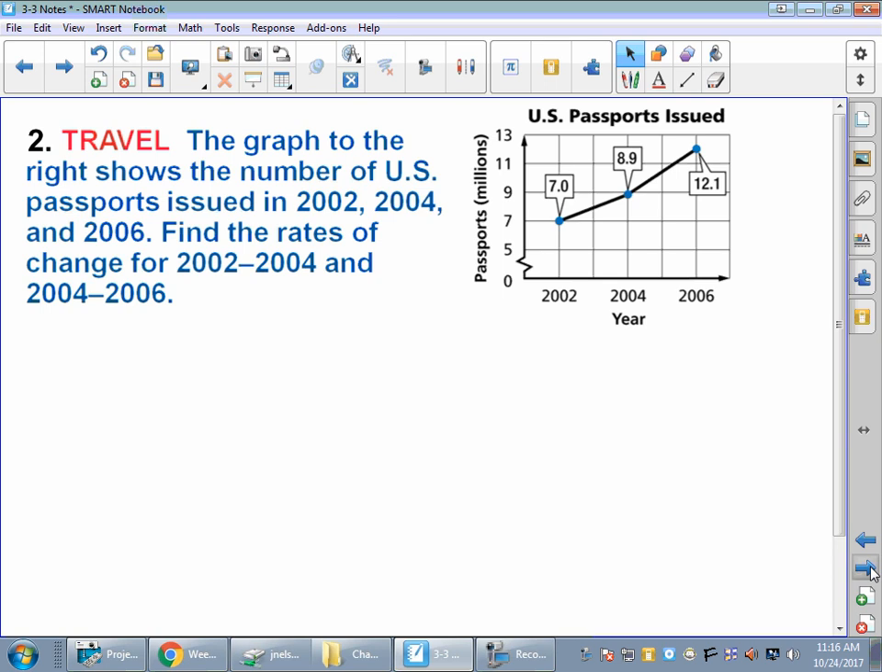If you look at the graph, it is not constant because I can see different steepness of my lines. So between 2002 and 2004, there's an actual rate of change, and then it changes, and the line gets a little bit steeper. And so from 2004 to 2006, the amount of passports increased slightly. Not a lot, but it's still rising faster, so it has a steeper rate of change. So they want us to find the rate of change between 2002 and 2004.